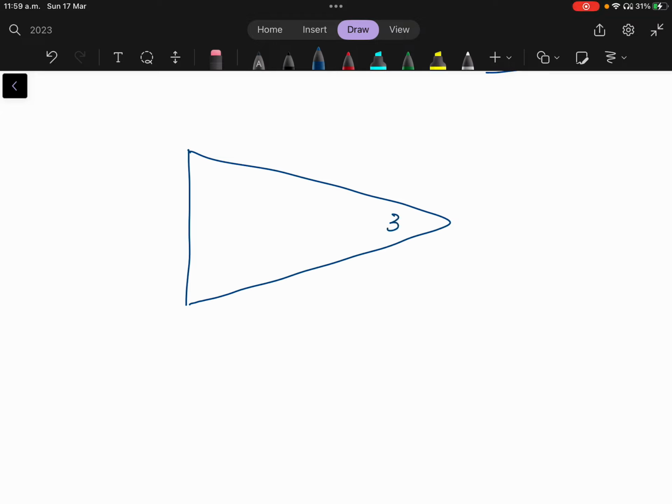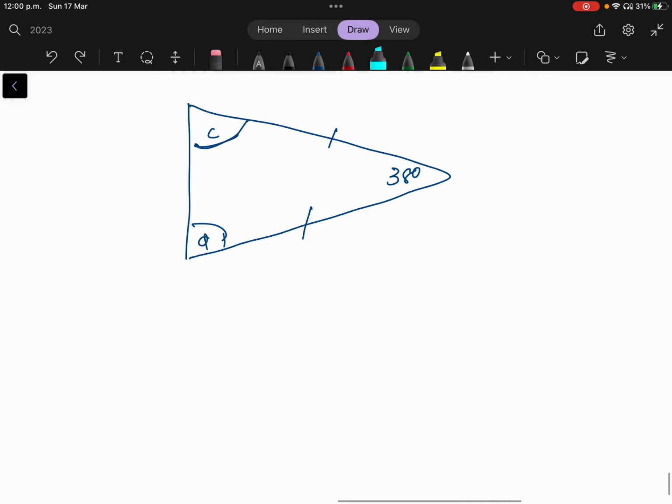Okay, there's another question. This is 38 degrees and you have this one, and this is C and this is D. Now this is a little bit tilted triangle, but the concept is the same. You have an isosceles triangle here, you have one angle there, and you have the base angle, so you can find the values on this.